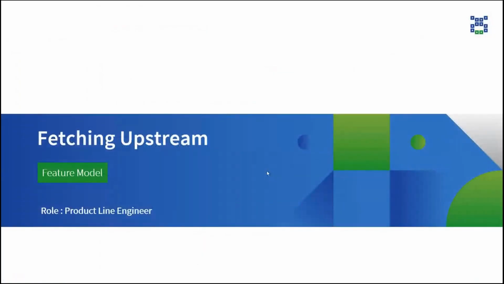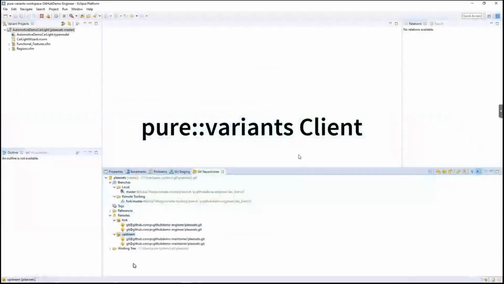So since the PLE Assets repository, that is the upstream repository, has been updated, if you want to work on the latest version of the PLE Assets, you need to fetch them from the upstream repository into your local repository, right? To do this, you can also directly do it in pure::variants' Eclipse client.